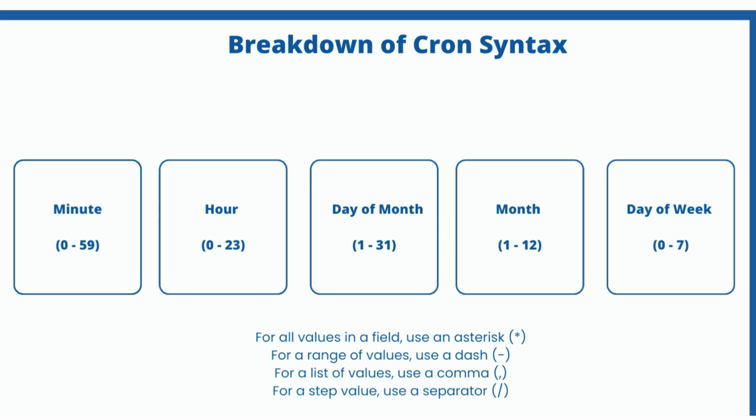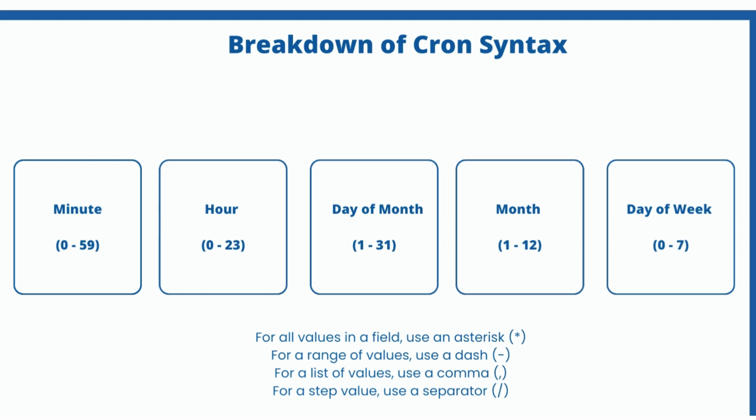The third portion shows the day of the month. The maximum we can have is 31 days in a month. The fourth portion shows the month in a year. We have 12 months in a year. And the fifth portion shows the day of the week. We have 7 days in a week, with one representing Monday, two representing Tuesday, three representing Wednesday, etc.